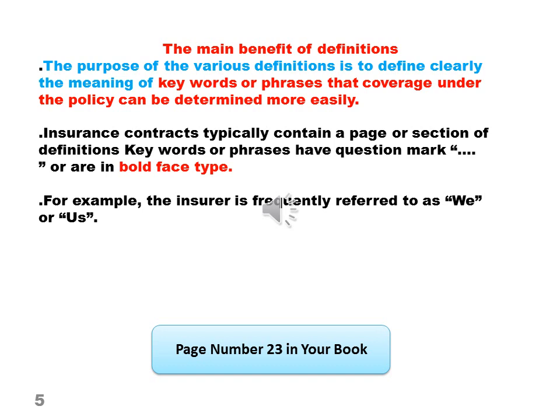insurance or co-insurance, so you must notice any word or statement in your insurance contract about reinsurance or about co-insurance. This is the main benefit of the definition.